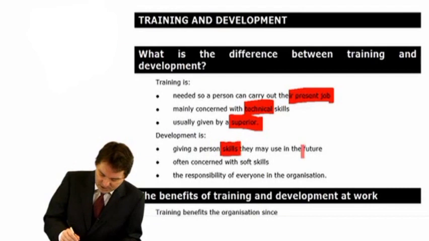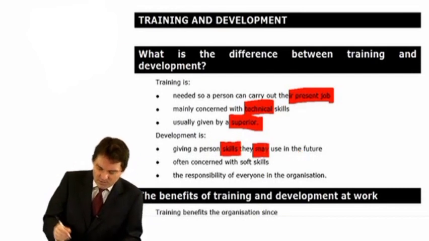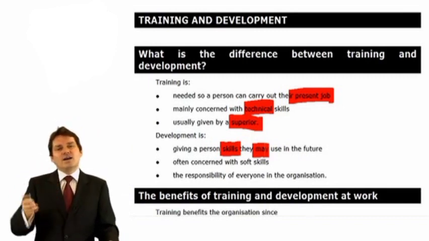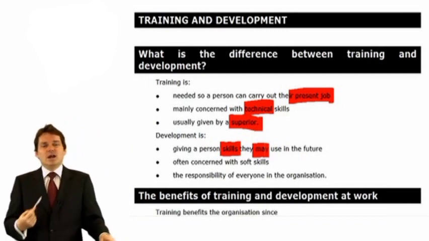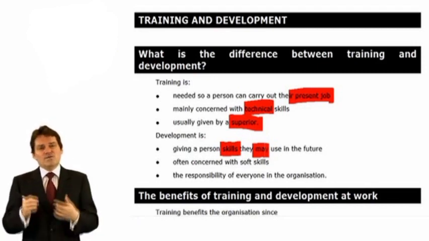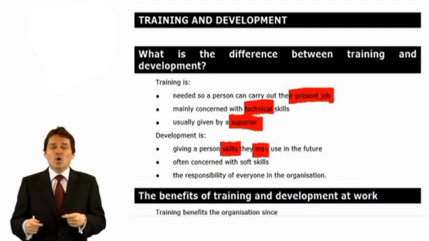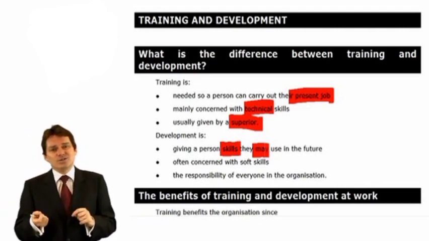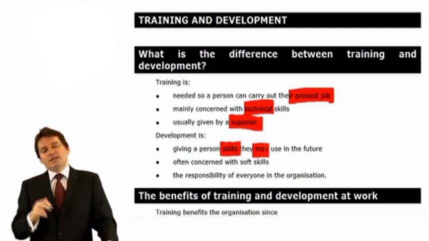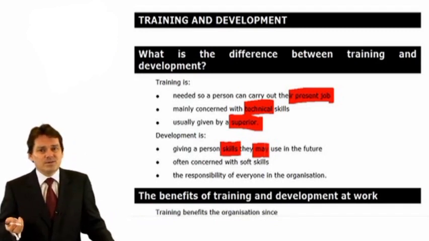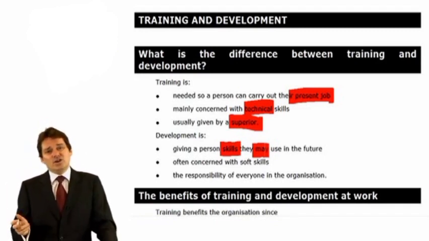The bit where we run into difficulties is what's called development. Because development, you are giving somebody skills that they may use in the future. Notice that word there, that they may use. Now, development is also very, very important for reasons that we will see in a little while. But the key problem as an accountant is you are spending money today on something that the person who is receiving the development may never actually use.